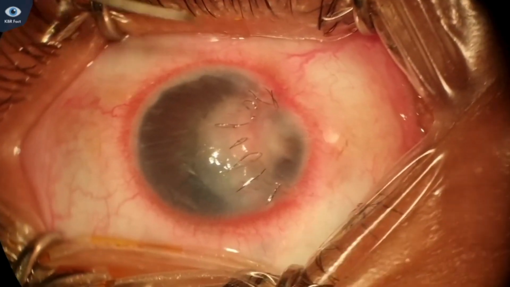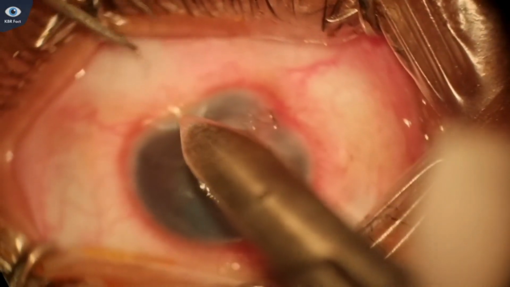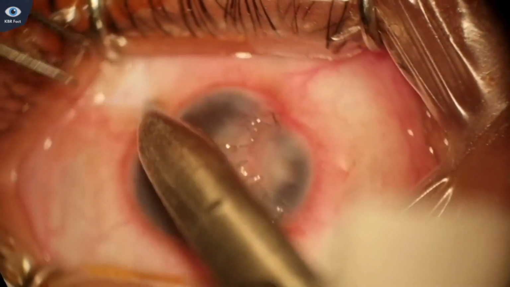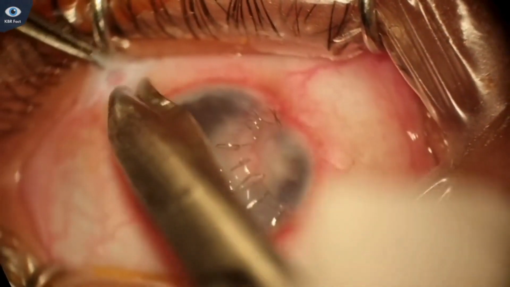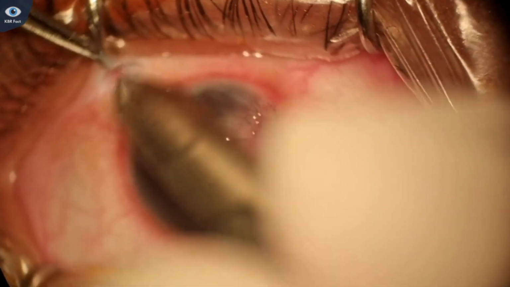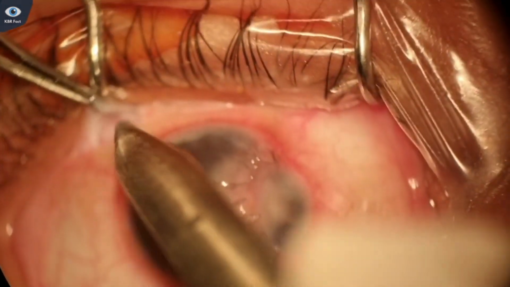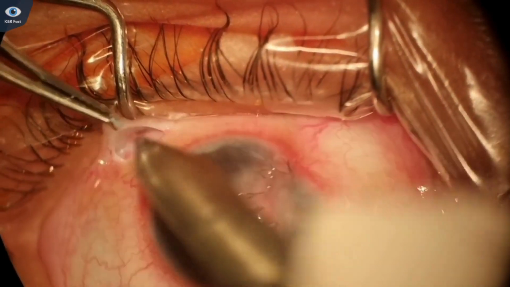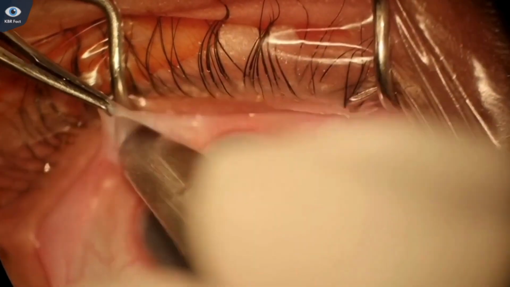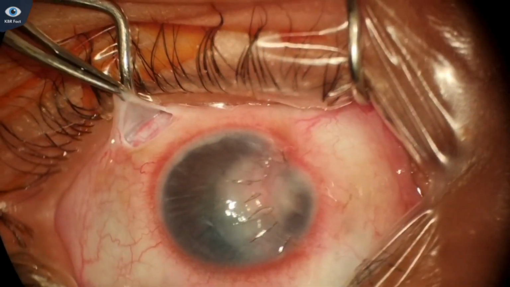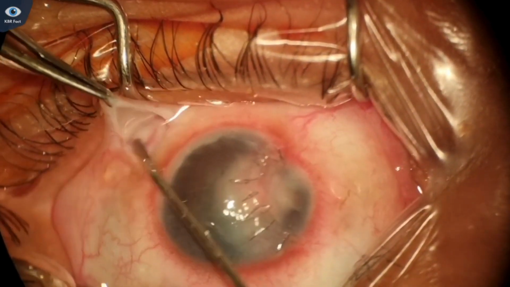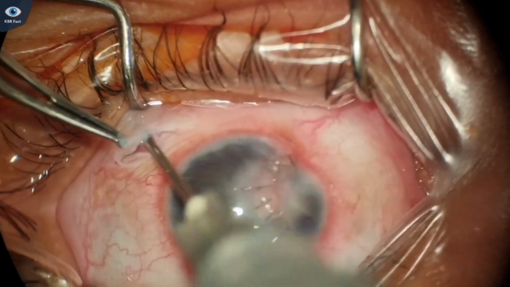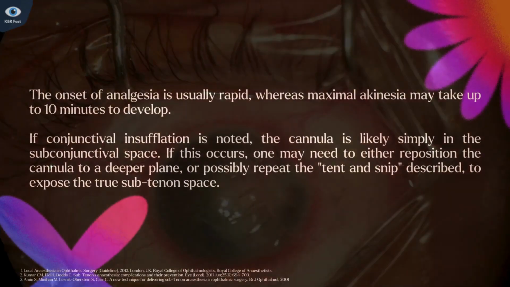A small tent of the conjunctiva and Tenon capsule is raised approximately 5 to 10 mm from the inferonasal limbus and can be as inferior as the fornix, depending on the patient anatomy. A small incision is made in the tissue using Westcott scissors, exposing the sclera below. The blunt-ended Sub-Tenon cannula can then be inserted and passed posteriorly following the curvature of the globe.